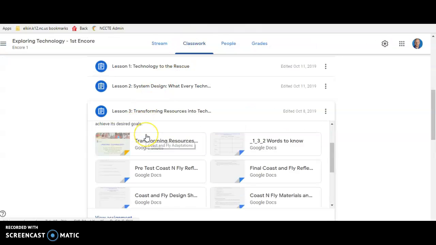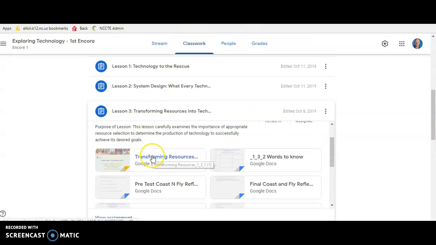If you need to reference some of those words, such as durable, non-durable, synthetic, in this transforming resources PowerPoint, are some of those terms which you can look at to help you as you complete this assignment. Again, if you have questions, please email me, or you can call me 336-835-3858. And I do have my school phone connected to my cell phone, so I should be able to get that.